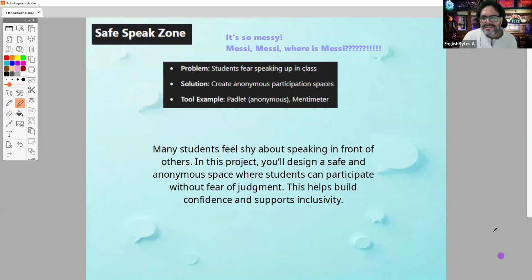Yes, that's it. So, for example, Padlet, which is anonymous. Remember, Padlet is like sticky notes students can put there, with voice. It's anonymous for the rest of the people. You as a professor know who speaks. Mentimeter can also be used for that. So a safe speak zone, designing something on Padlet or whatever, where your student can upload voice notes and not feel judged, is a good thing to do.